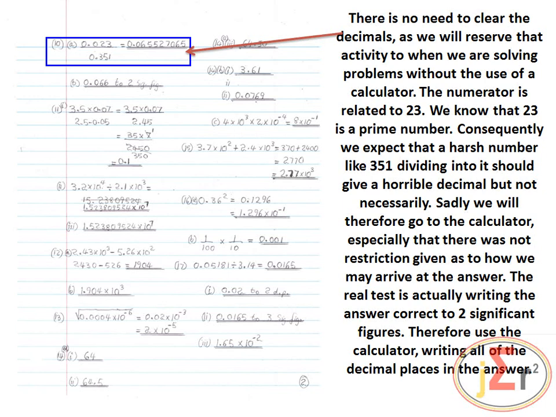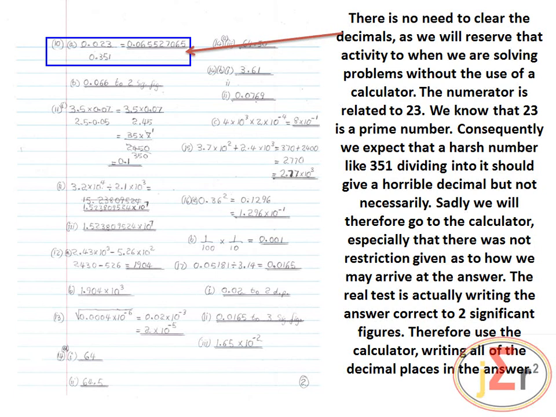The numerator is related to 23. We know that 23 is a prime number. Consequently, we expect that a harsh number like 351 dividing into it should give a horrible decimal, but not necessarily. Sadly, we therefore go to the calculator, especially as there was no restriction given as to how we may arrive at the answer.